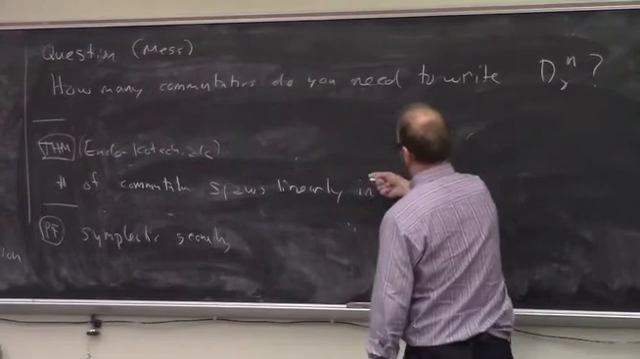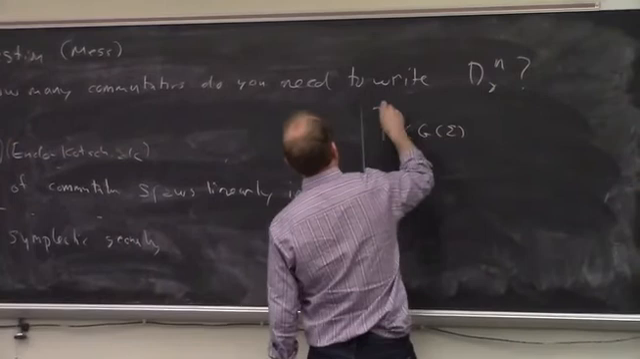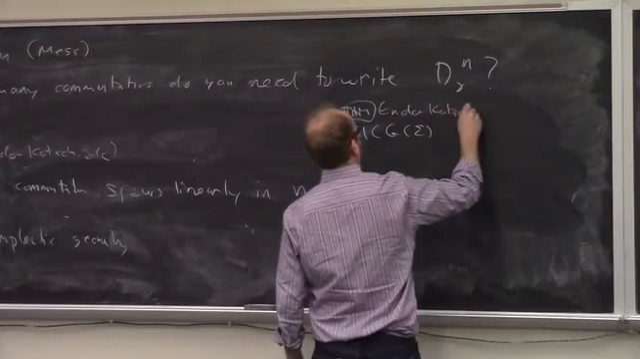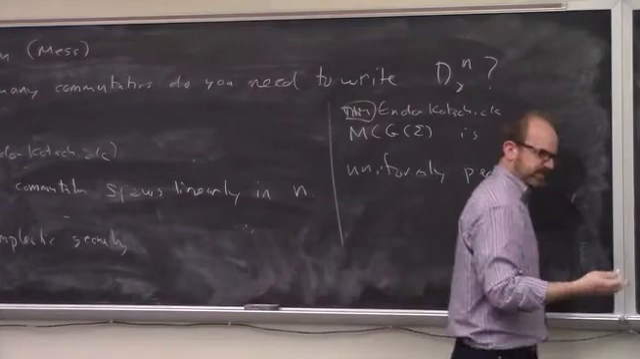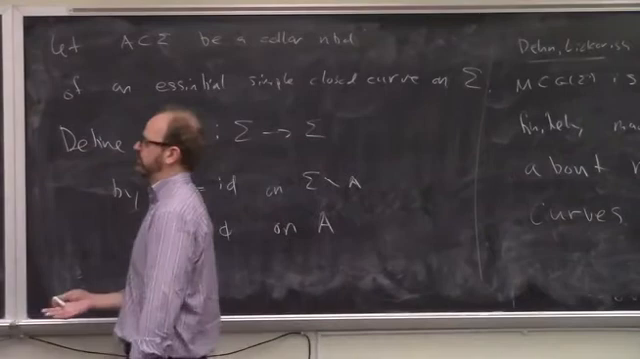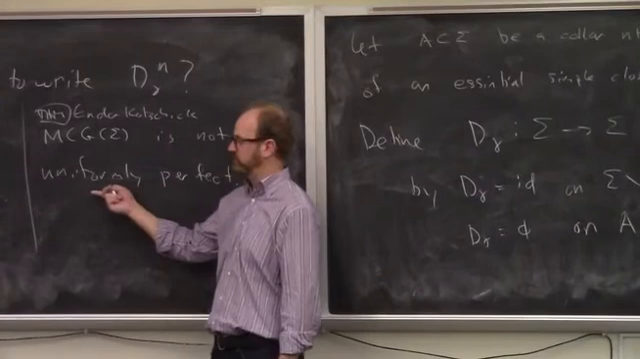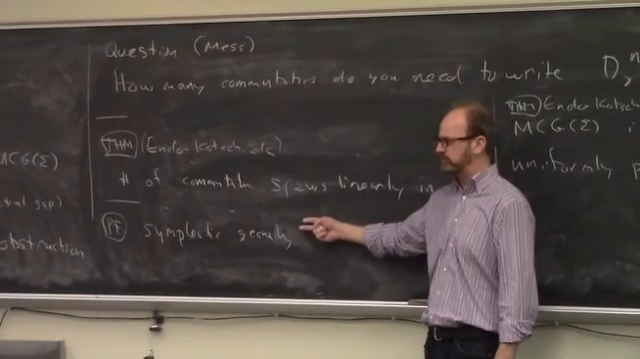So another way of seeing this, if you look at the paper, this is what it's titled, by Endo and Kotschick, is that the mapping class group is not uniformly perfect. So a group is perfect if every element in the group can be written as a product of commutators. It's uniformly perfect if that number of commutators that you need is uniformly bounded over the whole group. And that's not the case here. And this was the first example of an element in the group where it was known that the number of commutators necessary went to infinity as it took the powers.